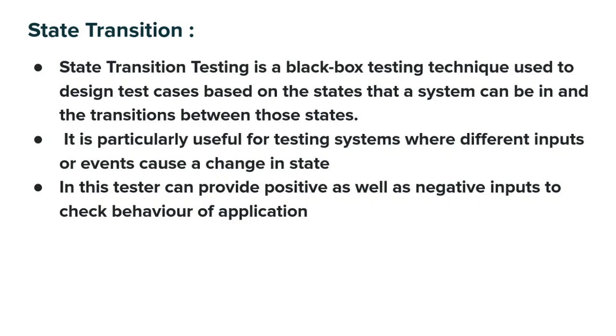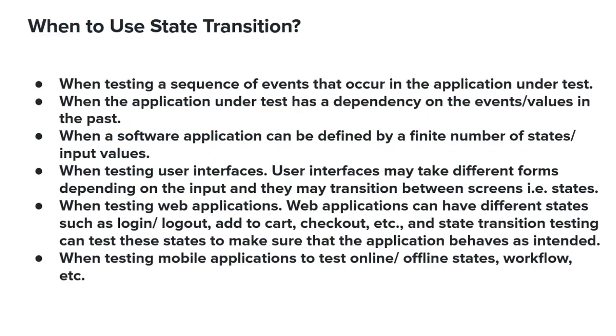So we will see one example where we can understand in a better way when to use the state transition technique. So when there is a sequence of events that occur in the application under test. For example, let's take an example of a login page of any banking application. So there can be some events of inputs. For example, after 3 attempts of incorrect password or incorrect username, it should block that specific account.